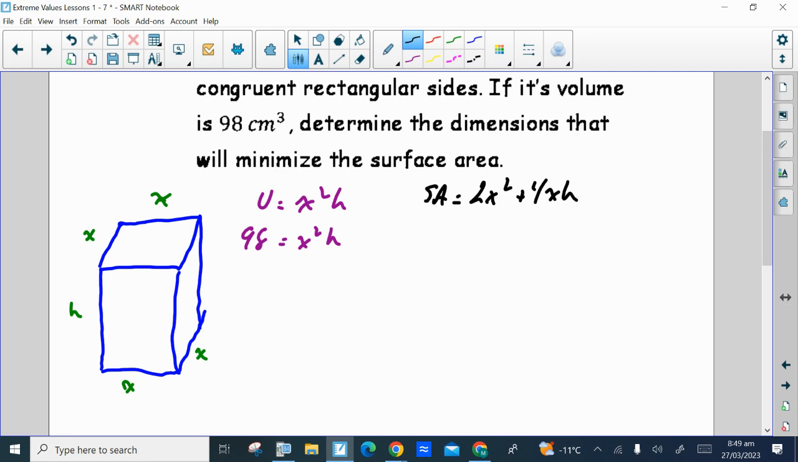Before we can differentiate that, we have to write it in terms of only one variable. Right now we have two. And so we can do that by taking that first equation that we wrote for volume and get h by itself. H will equal 98 over x squared. So now we can sub that in over here.